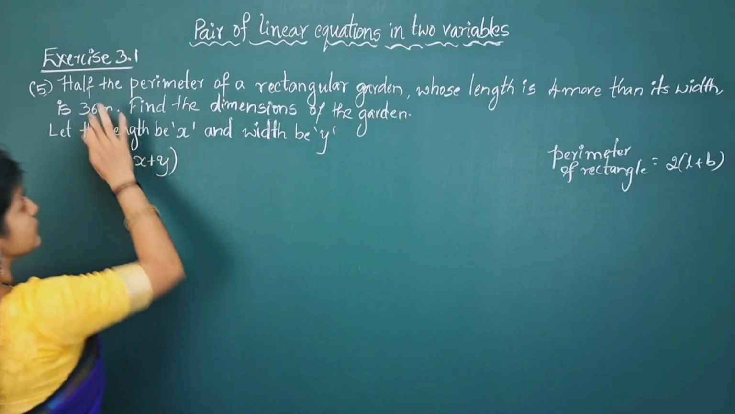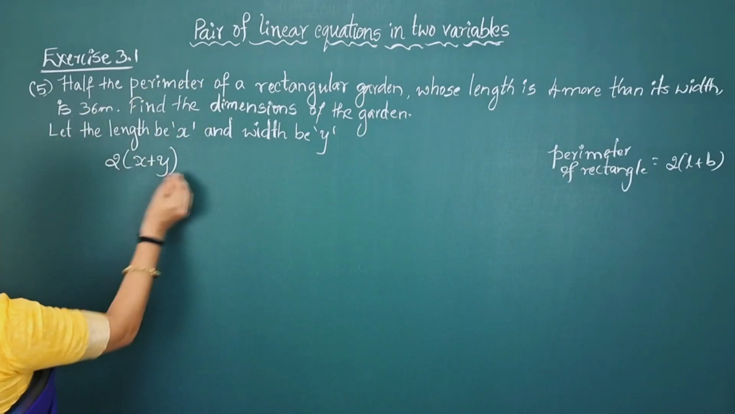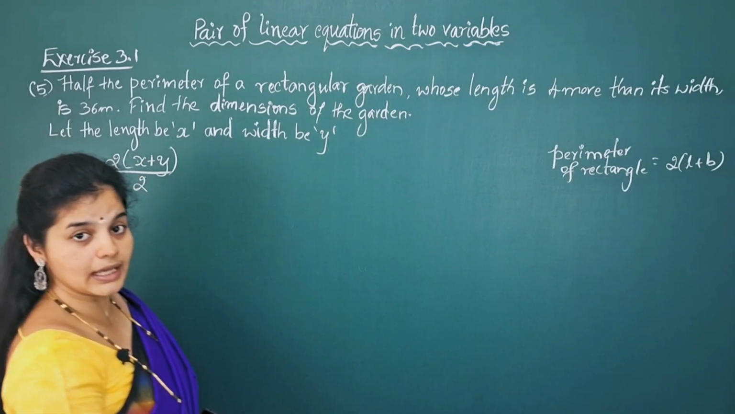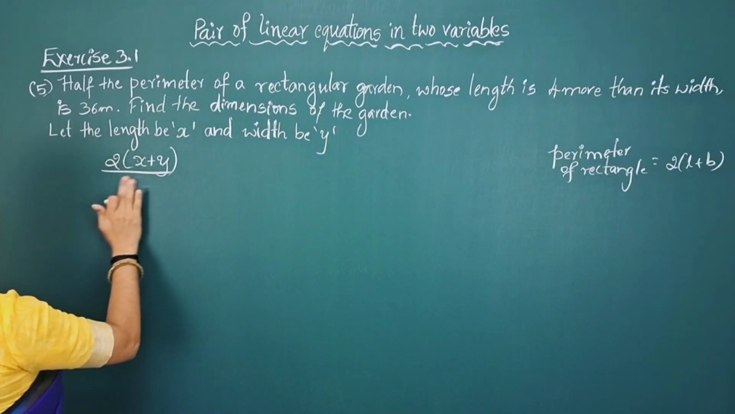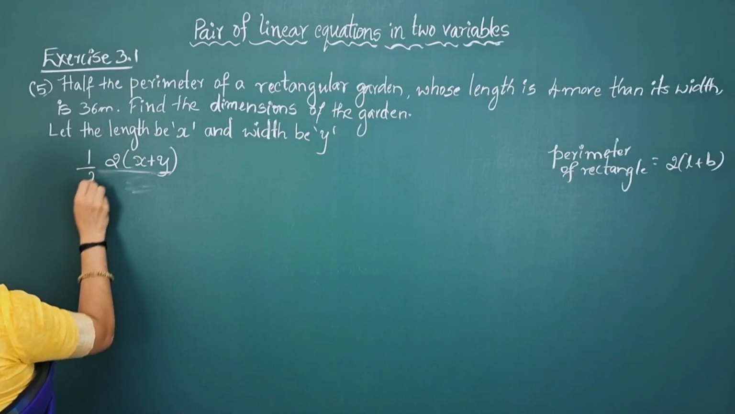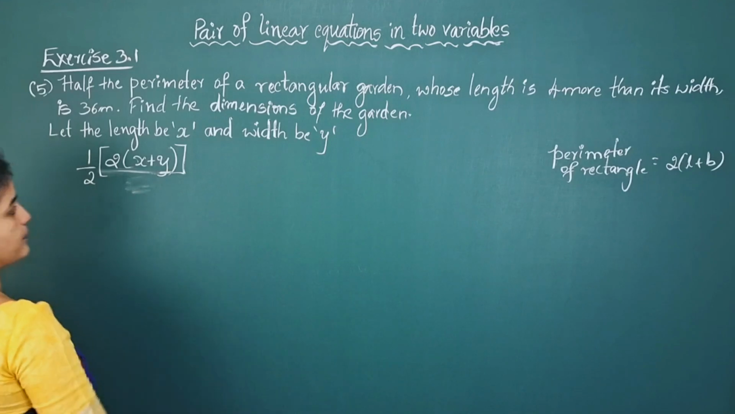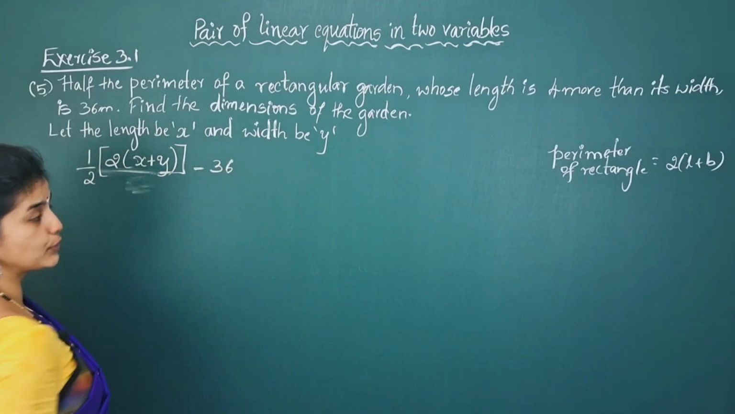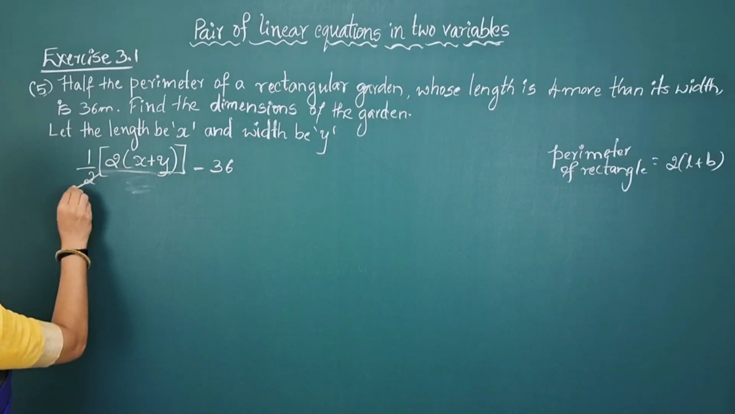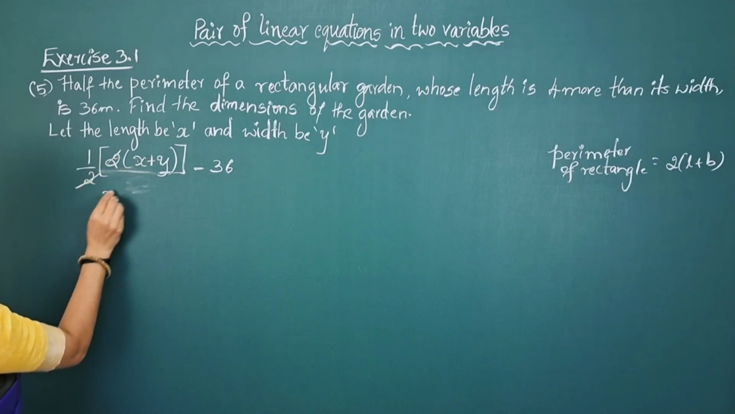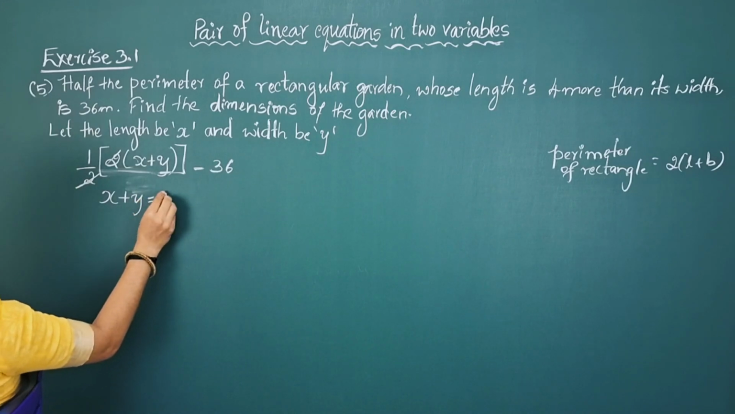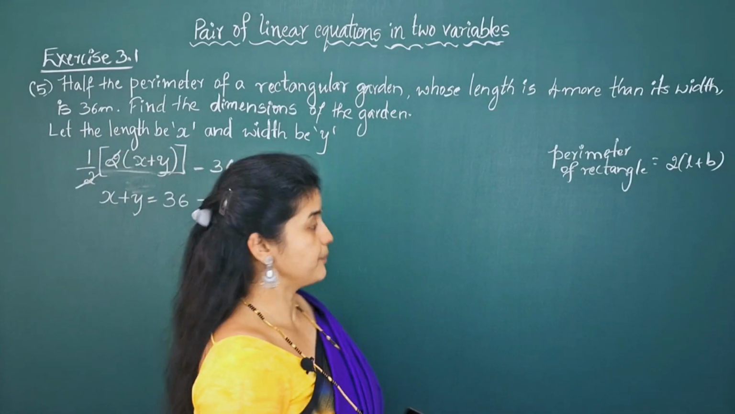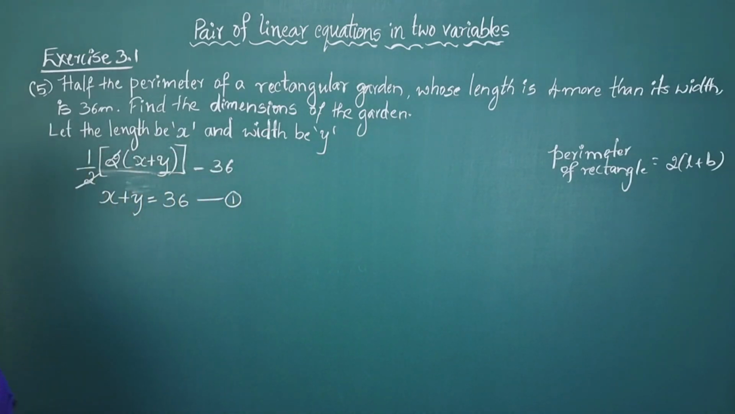Now, they have told us half the perimeter. So half of this value means I have to divide it by 2. Or you can write this as half of 2 into x plus y. Half of the perimeter is 36 meter itself, so this is equal to 36. Here 2 and 2 get cancelled. So we have x plus y is equal to 36. Let us consider this as equation 1. ಇದು ಈಕ್ವೇಶನ್ 1 ಅಂತ ಹೇಳಿ ತಕೊಂಡ್ವಿ.